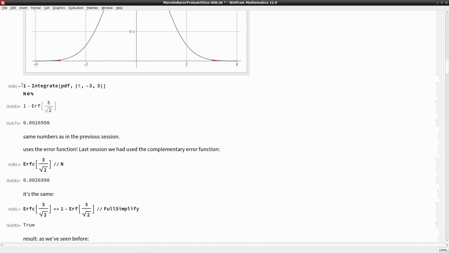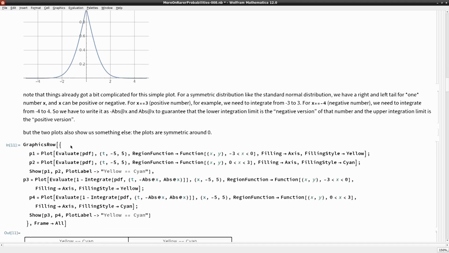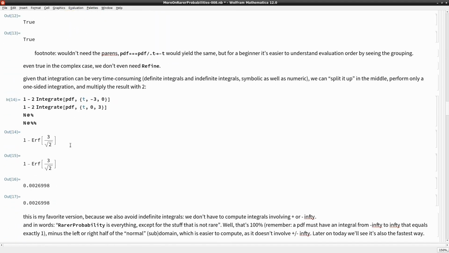This clearly means we want everything minus the part that is normal. So what we get then is the part that is not normal, that is the rarer probabilities. That is 100%. Remember, PDF must have an integral from -infinity to infinity, that's exactly 1, minus the left or right half of the normal. And that is easier to compute because we don't need plus minus infinity.